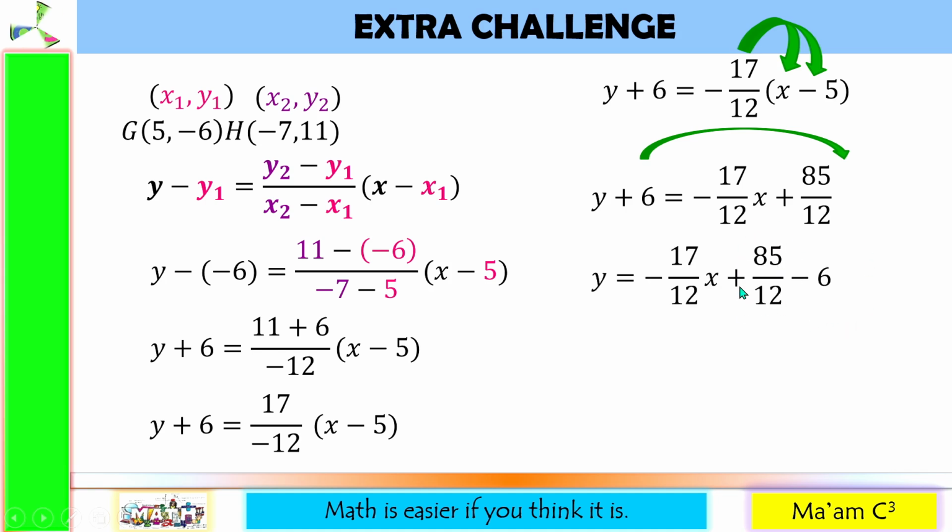Since again we have a fraction and a whole number, we will express this whole number as a fraction with a denominator of 12. To do that, we simply have to multiply them. 12 times negative 6 is negative 72. So this can be expressed as negative 72 over 12. Now that they are similar fractions, we can easily subtract 72 from 85. And that will give us positive 13. Our final answer will be y equals negative 17 over 12 of x plus 13 over 12.